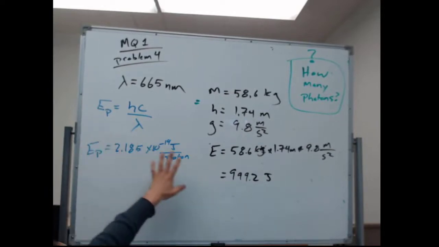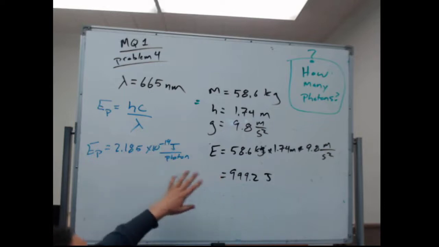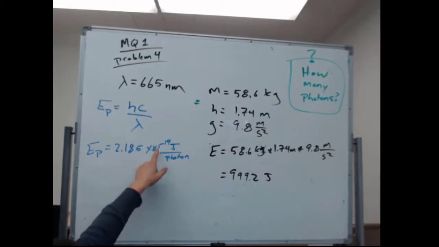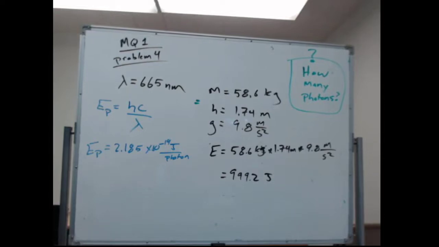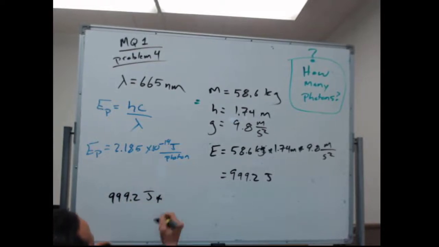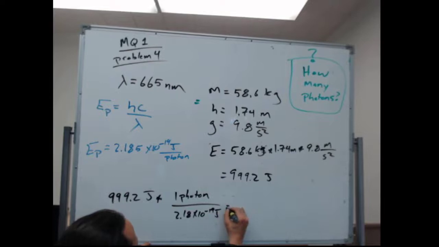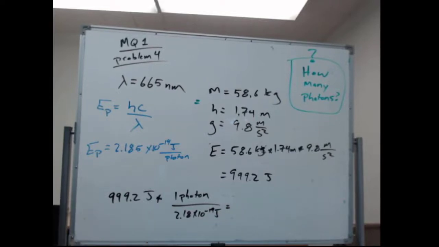The reason I like this is because it gives you a better idea of the scale and the kind of number you expect, right? The energy for each photon is a really small number, 10 to the minus 19. So if I wanted to just get 1 joule of energy, I would need 10 to the 19 photons. I would need a huge number of photons. If I want to get all the way up to 999 joules, I would again do my unit analysis, and I would do 999.2 joules, and I would multiply by 1 photon has 2.185 times 10 to the minus 19 joules, and I'm going to get a huge number of photons necessary to get to that.